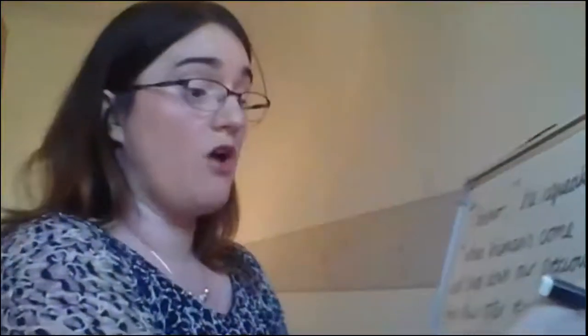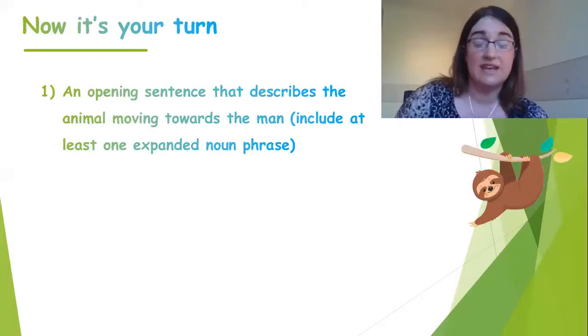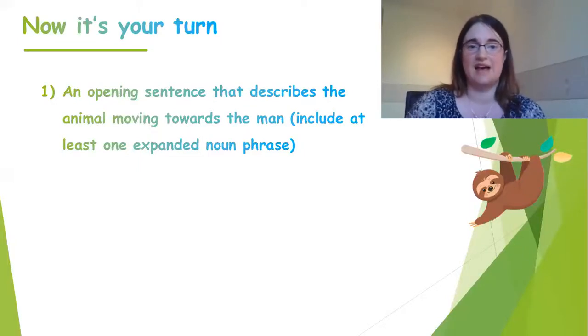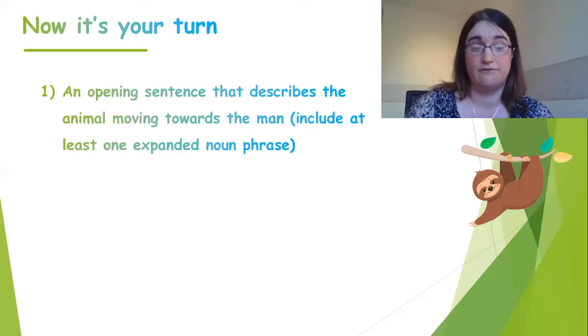So you're now going to go and write the end of your page, the speech that your animal is going to give to the man to convince him not to chop down the trees. Remember, if you've forgotten why your animal needs the trees, just zoom back in the video and have a look at the pages where your characters were that you chose, and it'll give you a reason why it relies really heavily on that tree. You're going to be thinking about all of those things we looked at. So I'm just going to very quickly show you the things we're going to check when we have finished our piece of writing, just to remind you. We want to make sure that there's an opening sentence that describes the animal moving towards the man, including at least one expanded noun phrase.